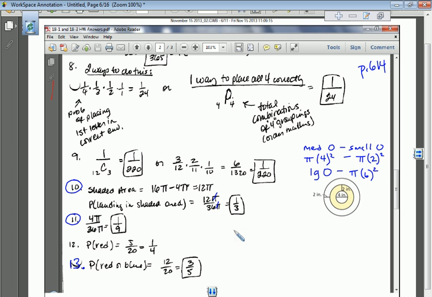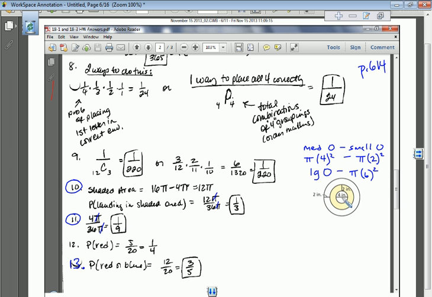Now number 11 says that the point chosen at random is in the smallest circle. So this one's actually easier. We know that the area of the small circle is 4 pi, and the area of the larger circle is 36 pi, so it reduces to 1/9. 4 over 36 reduces to 1/9.